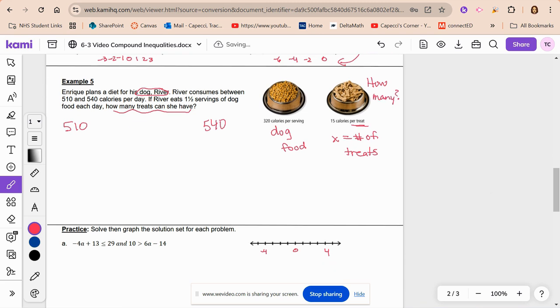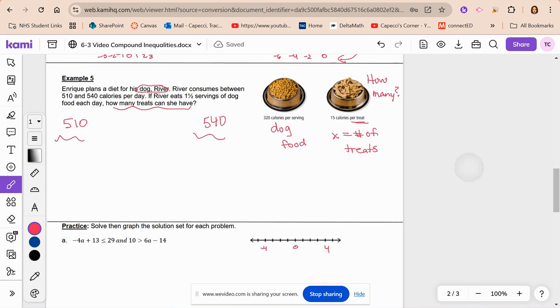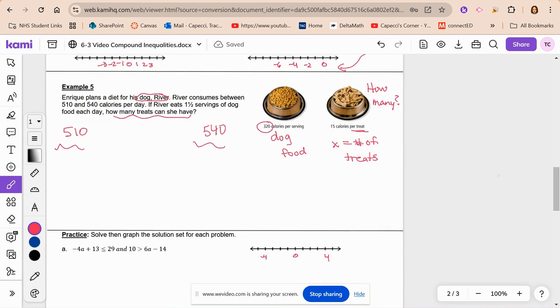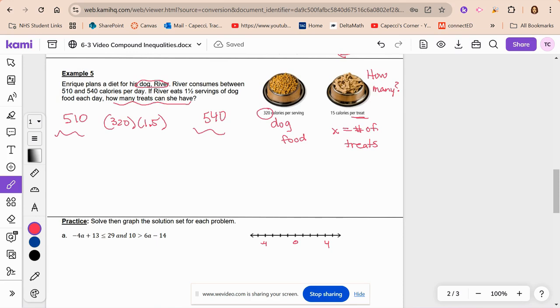So let's see what's going on. So between the 510 and the 540, we got dog food being eaten and the number of treats. Okay, so we say the dog food here is 320 calories per serving, and he eats 1.5 servings per day. So I'm going to put 320 times the calories per serving times the 1.5 servings she eats per day. Okay, now we also have the treats, and the treats are 15 calories. So we're going to add 15 calories times the number of treats.